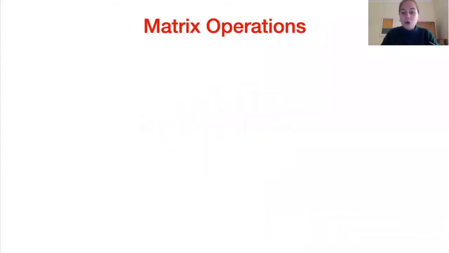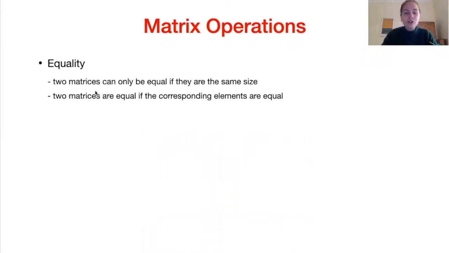Good. So starting to look at some matrix operations then. First of all, equality. Two matrices can only be equal if they have the same size. If they don't have the same size or order, as I mentioned in the previous slide, there is no universe in which these two matrices can be equal. So that's your first thing to check if you're looking at the equality of two matrices.